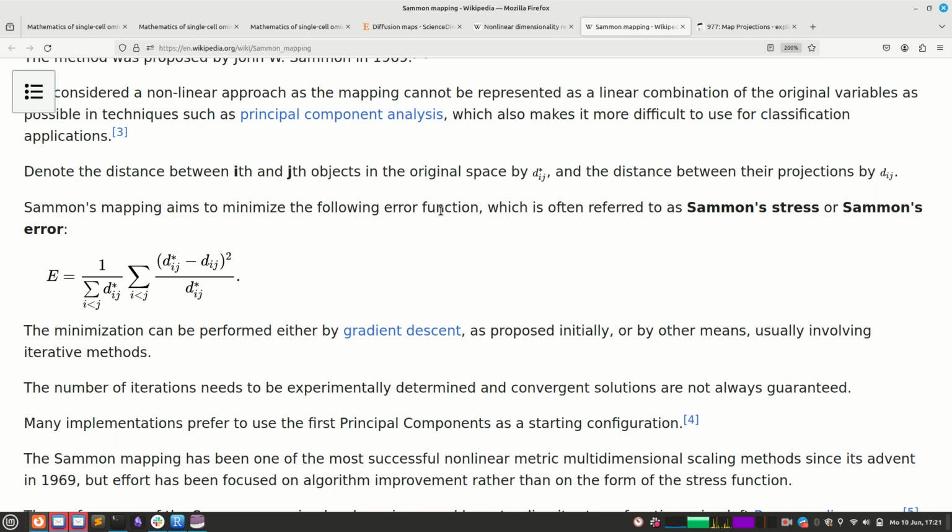And that makes it a force. That means we can understand this as if i and j were 2 points, maybe charged particles, which either attract or repel each other, depending on the sign of this thing. If they are too close to each other, they repel, and if they are further apart in plotting space than in feature space, then they attract each other. And so this is what's happening here.